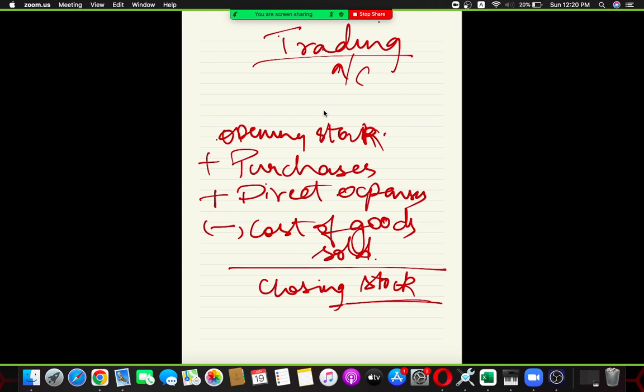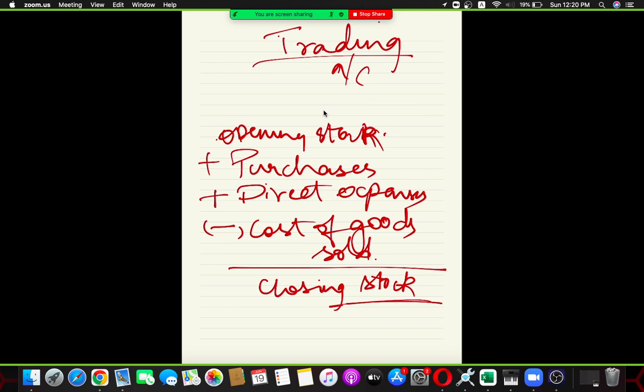If you do this calculation, the opening stock is nothing but the closing stock of the previous year. You are bringing it into the current year as opening stock as on 1/4/20XX. Now, after that, purchases. What do you mean by purchases? Purchases during the year.